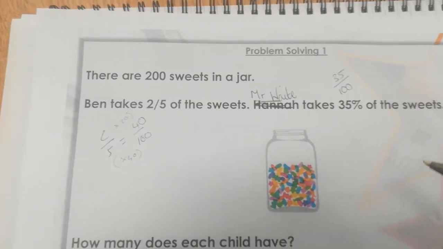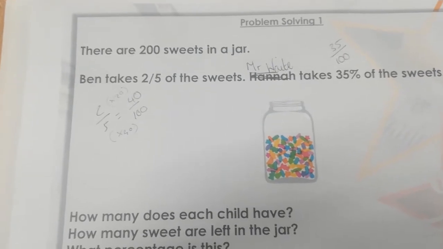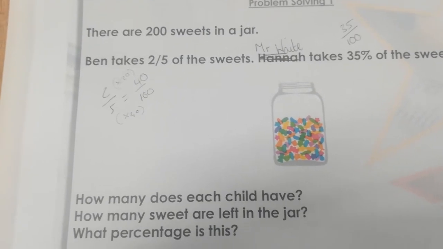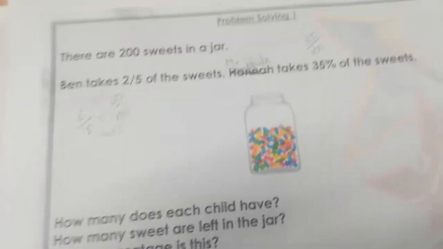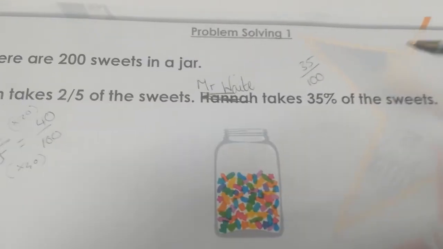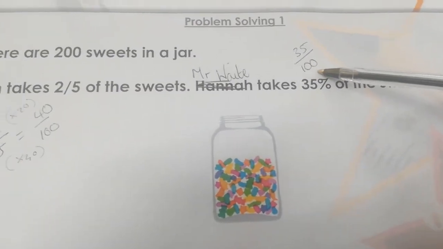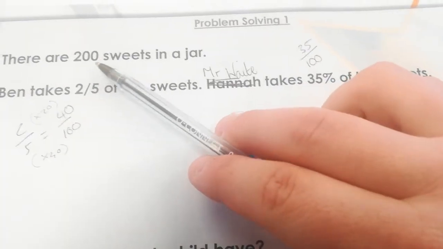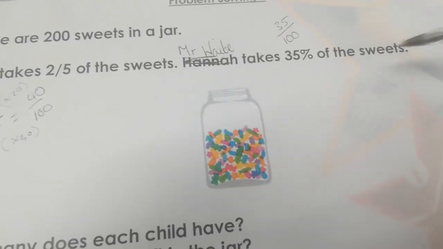So that means then, how many sweets does each child have left? How many sweets left in jar? What percentage is this? Interesting. Now, we could start off. So if I have 35 out of every 100 sweets and we have 200 sweets, we could just turn a percentage out, turn a fraction out of 200.